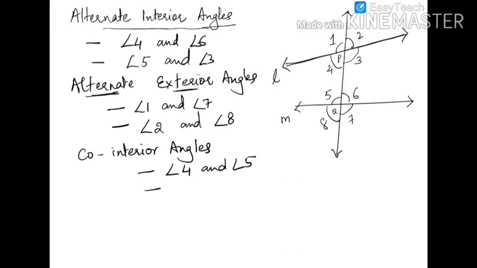Similarly, angle 3 and angle 6 lie on the right side of the transversal, also between the two lines in the interior region. So they are also co-interior angles. So angle 3 and angle 6 are a pair of co-interior angles.